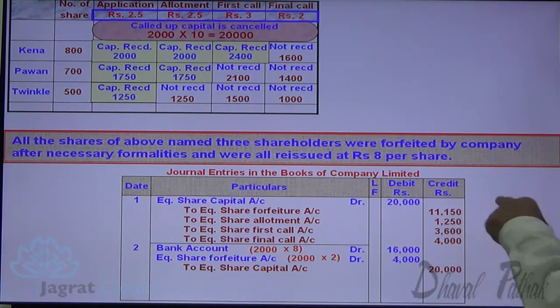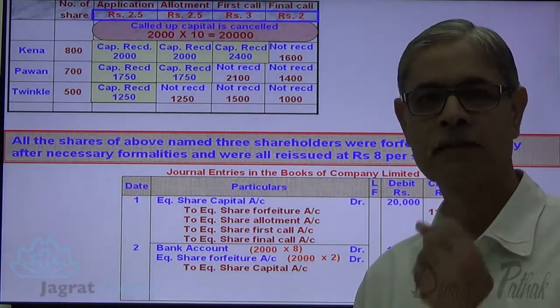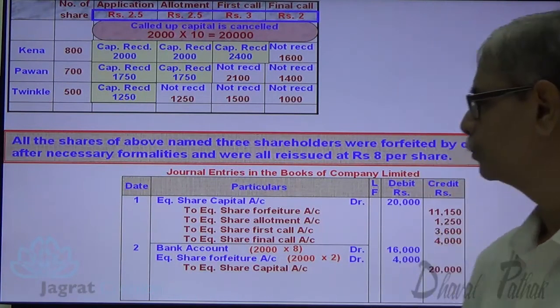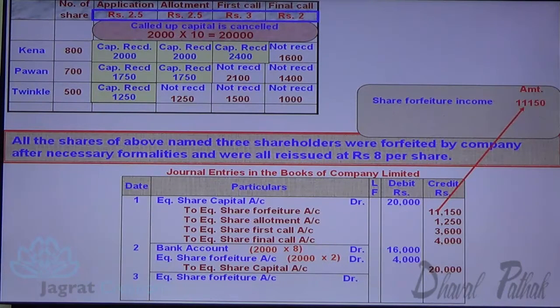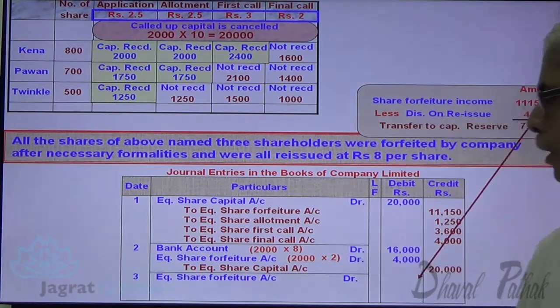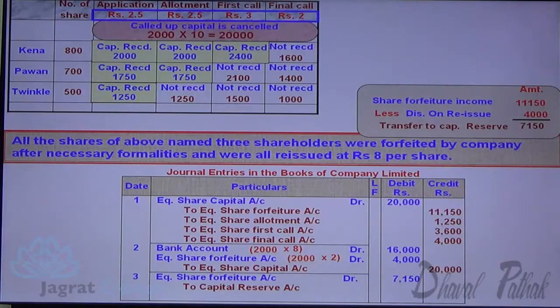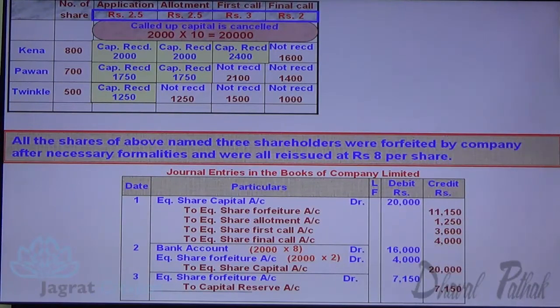Now what was your forfeiture income? 11,150. What is the discount granted? 4,000. So what's the difference? Net forfeiture income will be transferred to capital reserve. Observe the working. Share forfeiture income 11,150. Discount on reissue 4,000. Transfer to capital reserve 7,150. So 7,150 will be transferred to capital reserve account. Share forfeiture account debit 7,150. To capital reserve account credit 7,150. Now you can have the total of all the three entries. This is how entries for forfeiture and reissue get recorded.